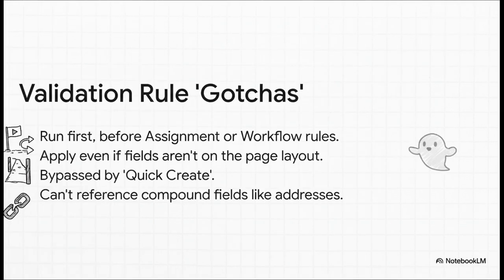Now, you really want to pay attention to this slide, because these are the gotchas that every admin needs to know. For instance, knowing that validation rules run first is huge. It means they're your most reliable gatekeeper, catching bad data before any other automation even has a chance to see it. But that little detail about them not applying to Quick Create, that's a potential backdoor for messy data you've got to account for. Understanding these little quirks is what makes a great admin.